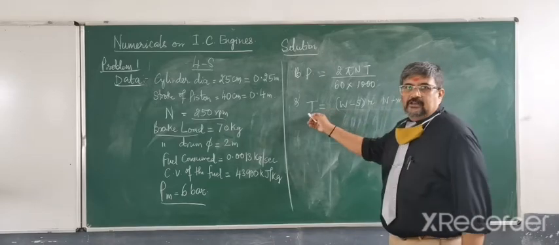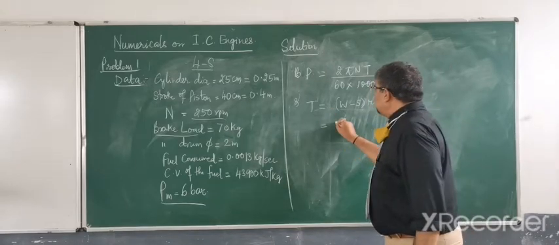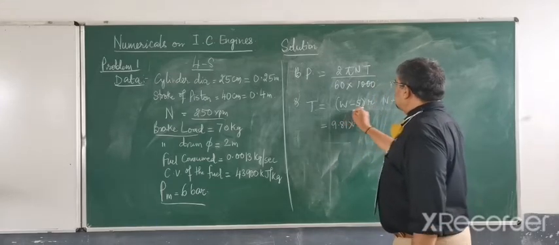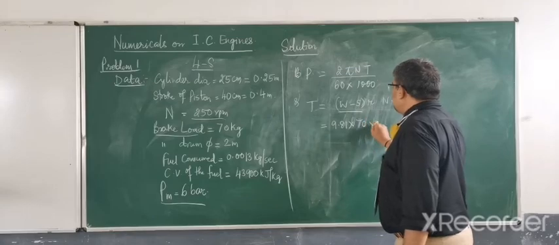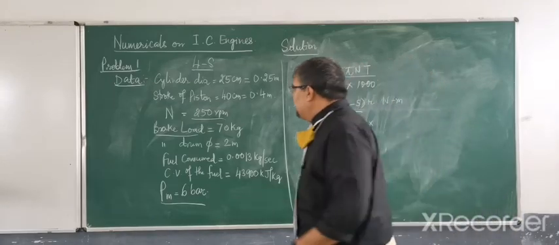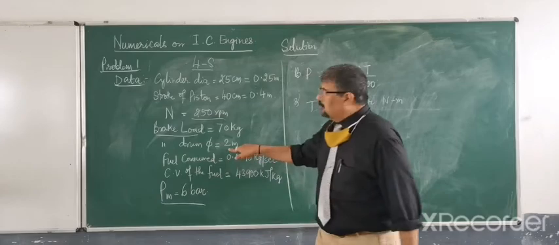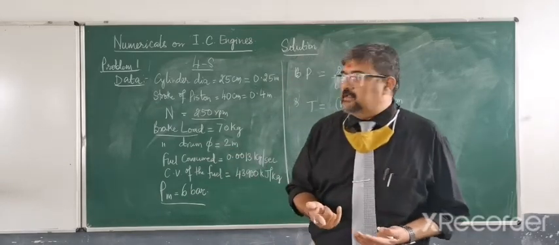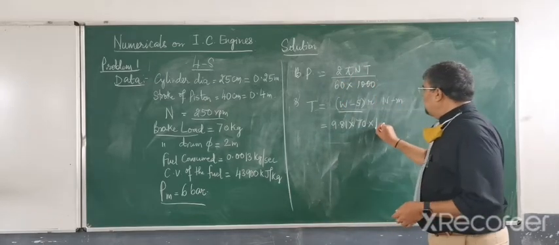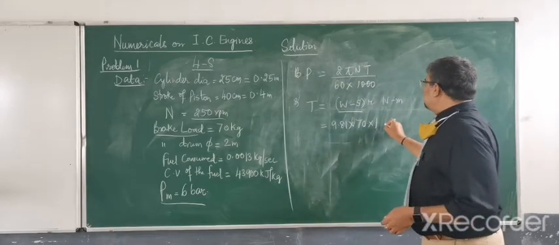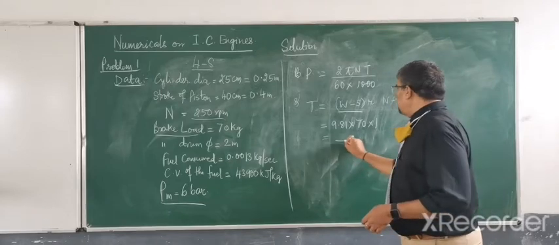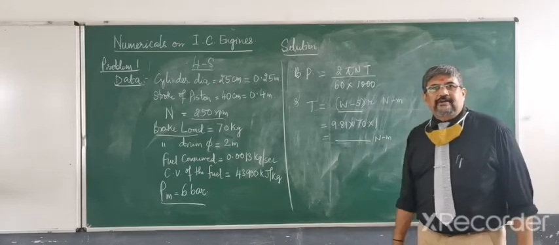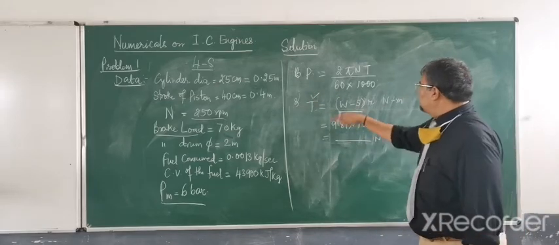So this 70 kgs, we have to convert into newtons. How do I find out the value of T then? I will write this as 9.81 to convert it into newtons, into W minus S, which is directly 70, into the radius. The diameter of the brake drum is given as 2 meters, so the radius of the brake drum is obviously 1 meter. Whatever this value is, it is in Newton meter. So you have found out the value of T using this equation.